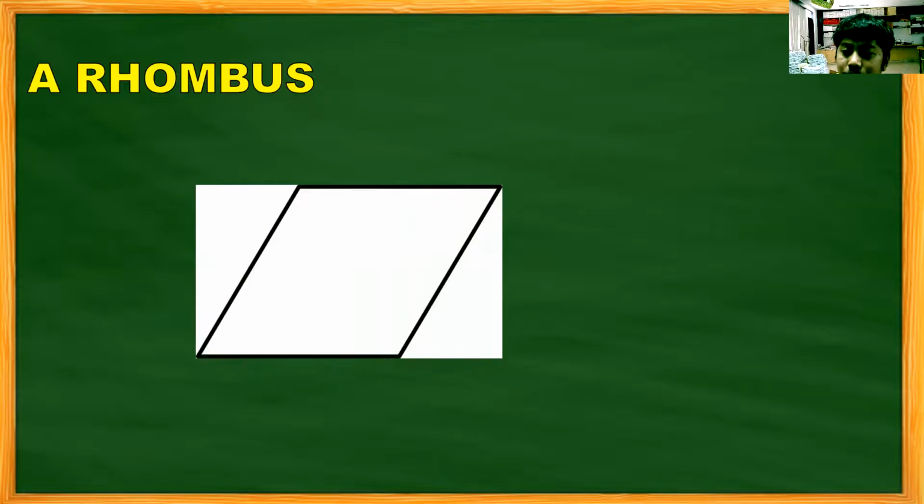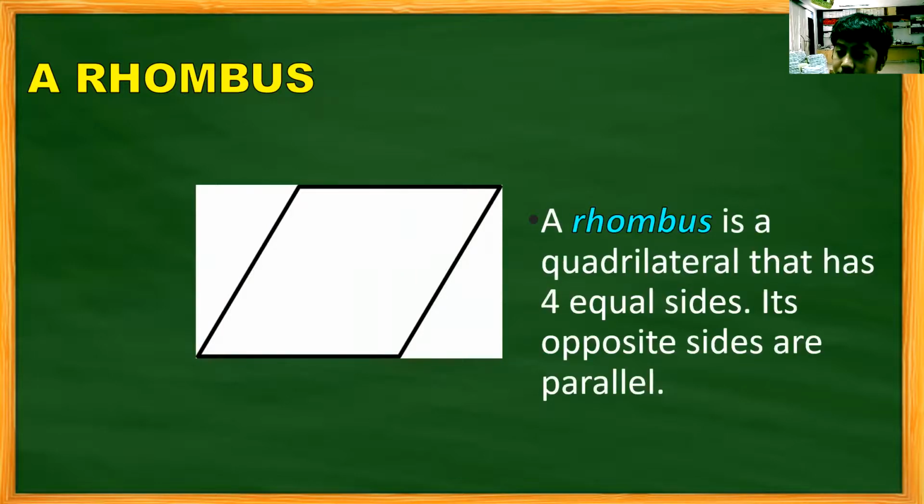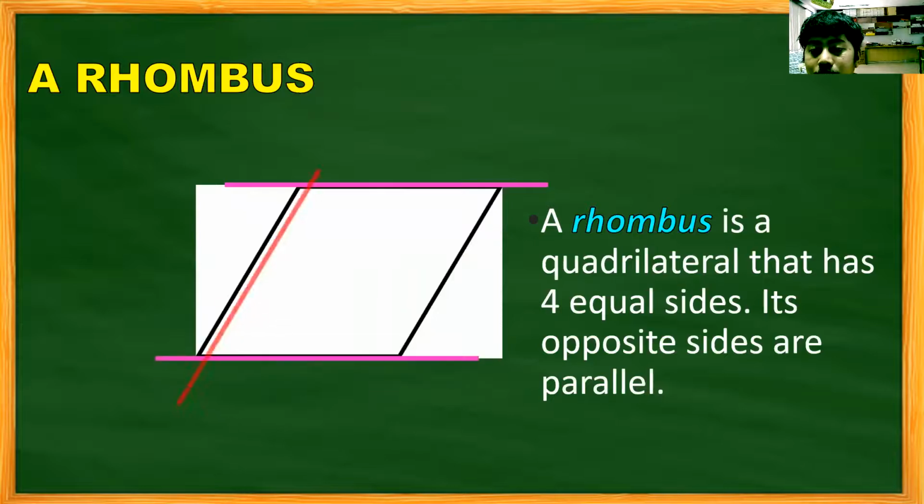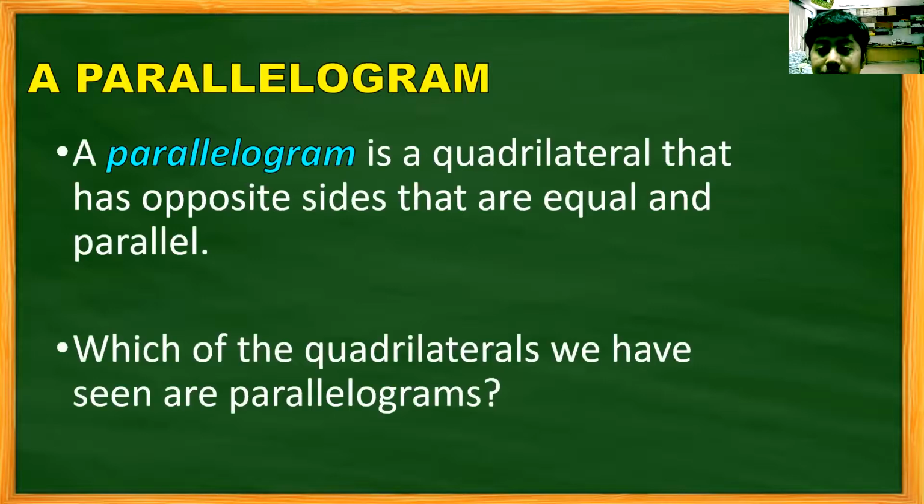Rhombus. What is a rhombus? A rhombus is a quadrilateral that has four equal sides. Its opposite sides are parallel. Okay, opposite sides, again, parallel. A parallelogram is a quadrilateral that has opposite sides that are equal and parallel.